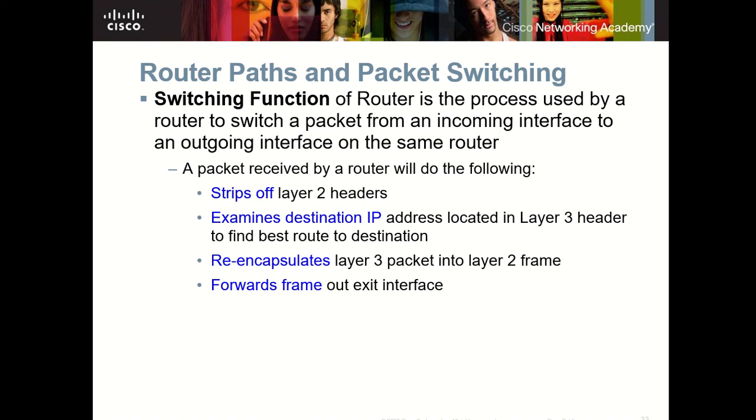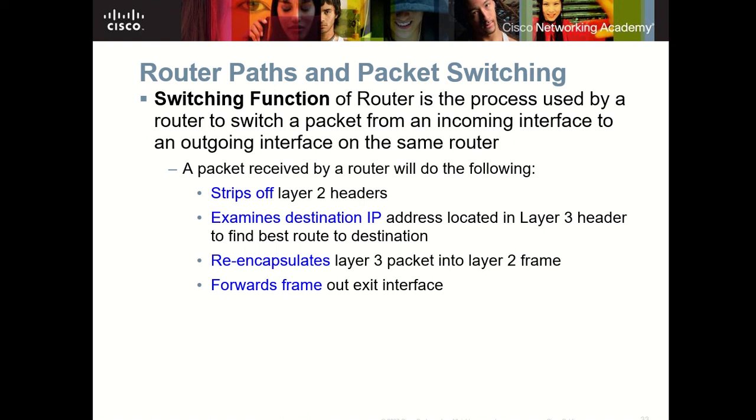So as the packet is received by the router, it will do the following. First, it strips off the layer 2 headers. Particularly, it looks at the MAC address to check if the frame is meant for it. After that, it examines the destination IP address at layer 3 and then finds the best route to the destination by checking the routing table.